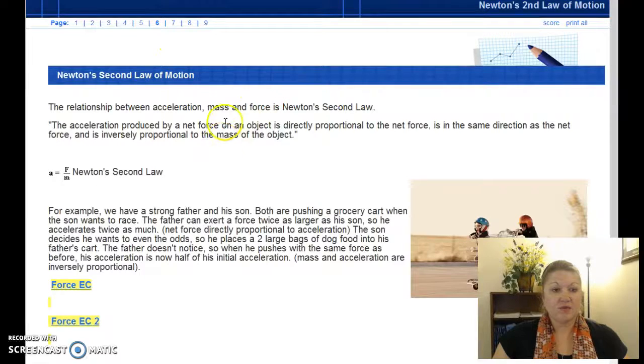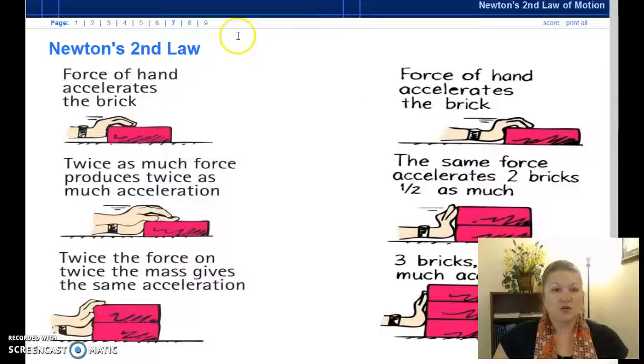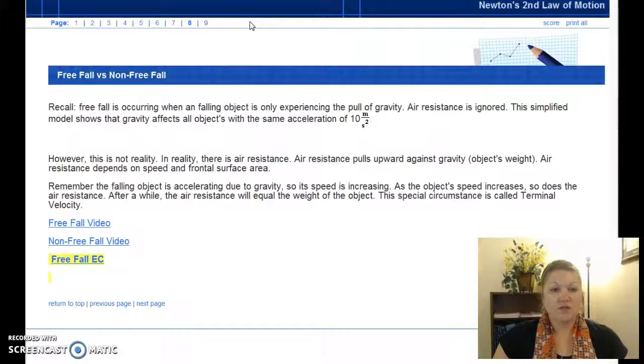Here's another example of Newton's second law. We're going to use this second law to discover free fall versus non-free fall. We've talked about free fall, objects falling with only gravity acting on them. But we know that's not reality, right? In reality, we have some resistive forces. And back, I think on slide 4, I talk about those resistive forces. So you have resistive forces like air resistance, friction, all at play that's going to try to upset the equilibrium, upset the balance.